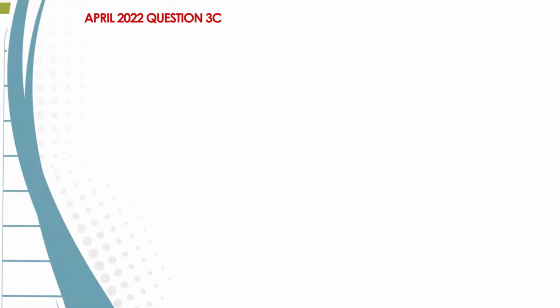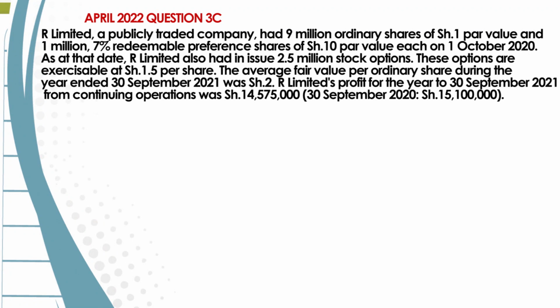So we read the question and it reads: A Limited, a publicly traded company, has 9 million ordinary shares of shillings 1 par value and 1 million 7% redeemable preference shares of shillings 10 par value each on 1st of October 2020. As at that date, A Limited had also in issue 2.5 million stock options. These options are exercisable at shillings 1.5 per share. The average fair value per ordinary share during the year which ended 30th September 2021 was 2 shillings.